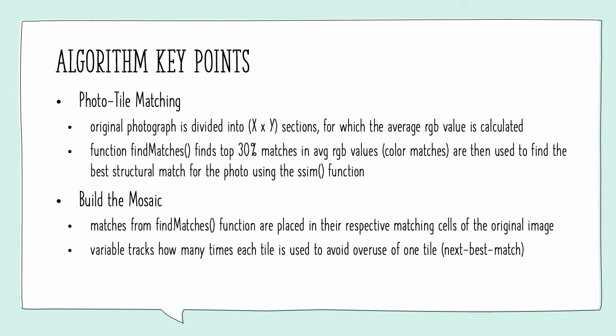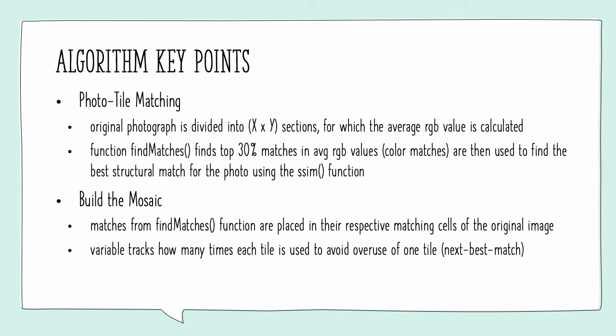The third part of this algorithm, as I mentioned before, is the photo tile matching part. In this part of the algorithm, the image that you provided is divided into square XY cells, and for each cell, the average RGBs are calculated. The find matches function that I have in this section finds the top 30% color matches between tiles and the cells, and the top 30% matches are distilled down using the SSIM function, which is built in, to find the top structural and color match.